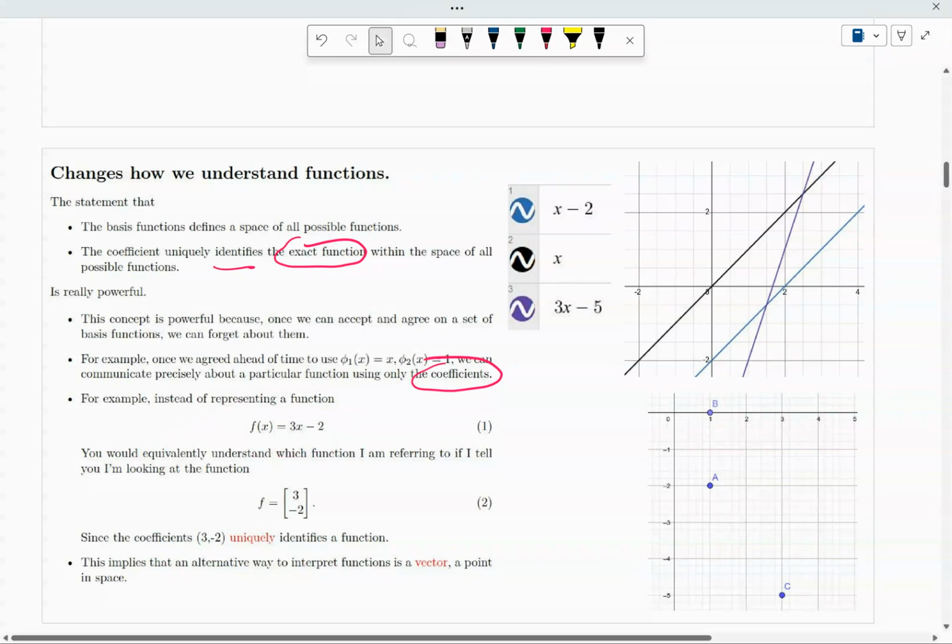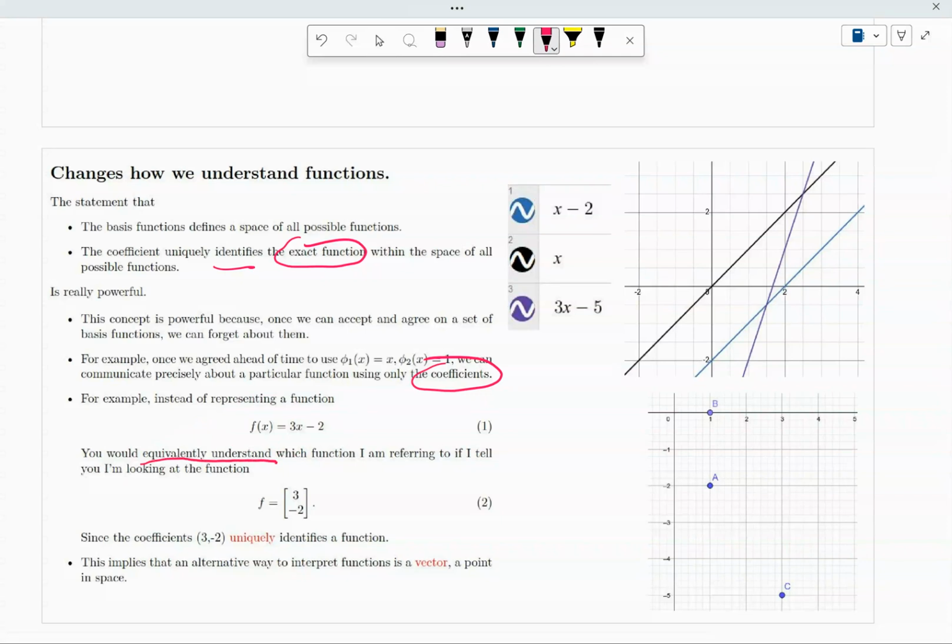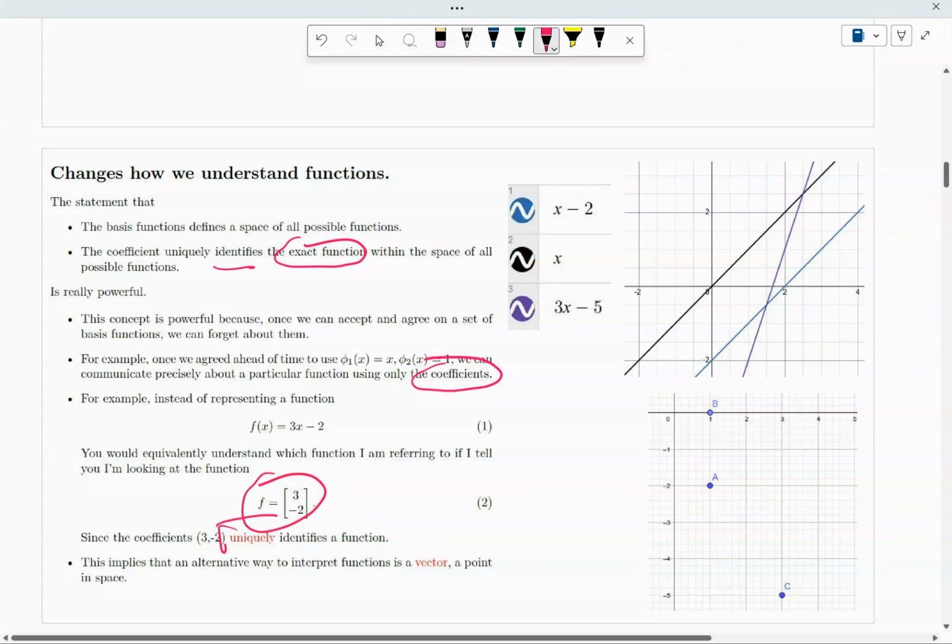Now we could equivalently understand which function I'm talking about by saying the function is equal to 3 and minus 2. Okay? Notice how it's 3 minus 2. That's A and B, A and B. So by communicating about just the coordinates, the weights or the coefficients, we know which function I'm talking about. And this right here uniquely identifies a function.